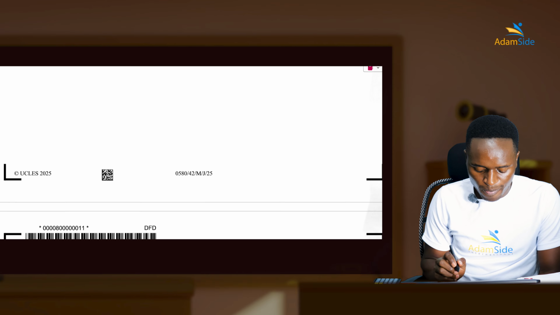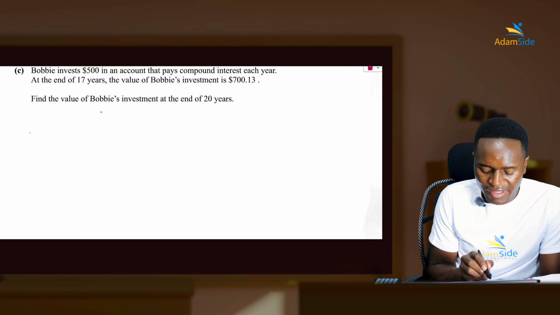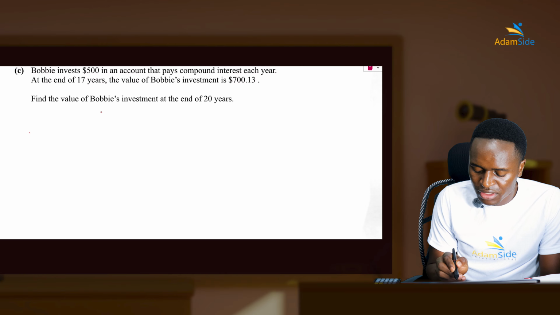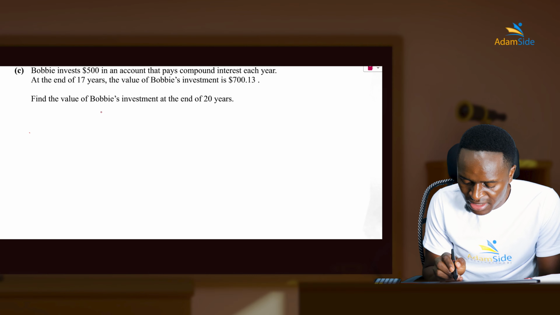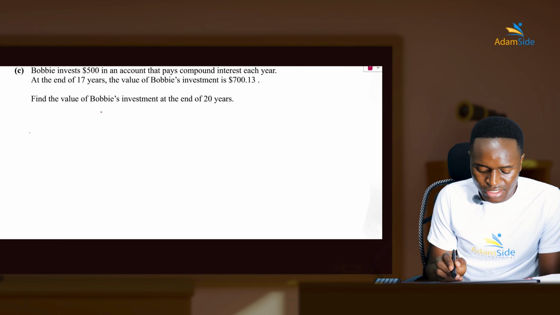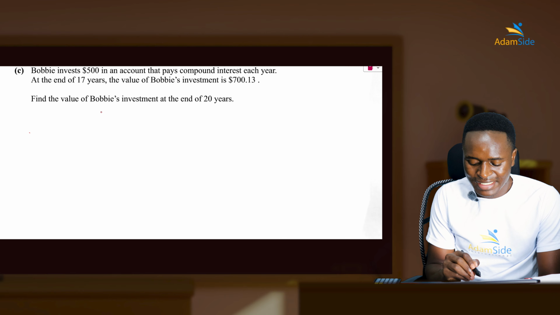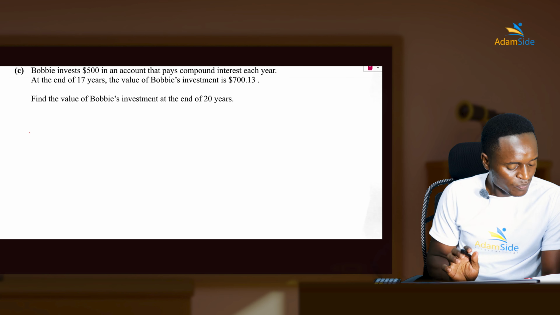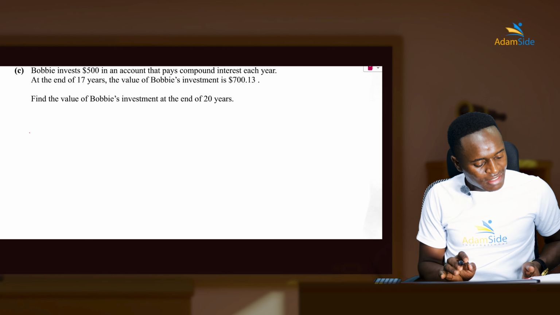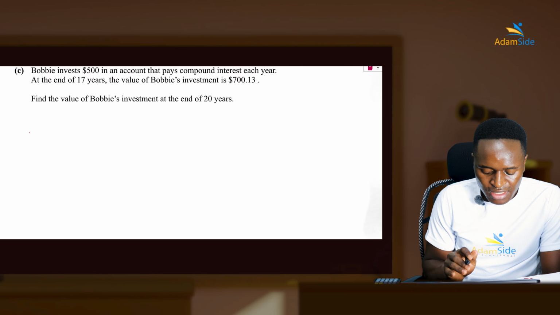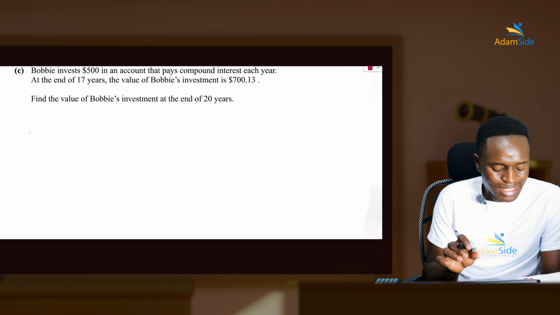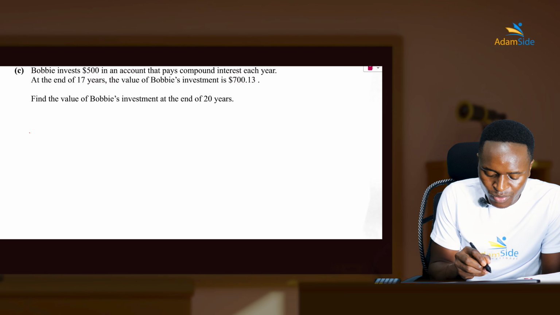Correct. C. Bobby invests $500 in an account that pays compound interest each year. At the end of 17 years, the value of Bobby's investment is $700.13. Find the value of Bobby's investment at the end of 20 years. So they just want us to find the value of Bobby's investment at the end of 20 years. But we cannot find the value unless we get the R. If you get the R, we get the answer.